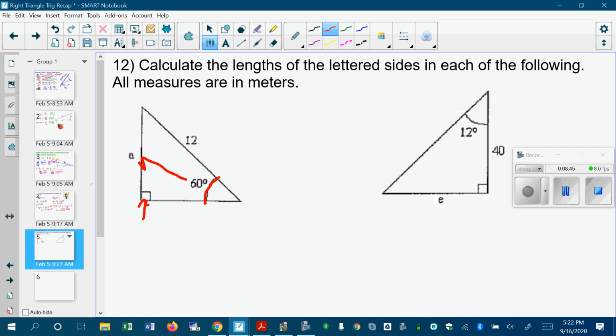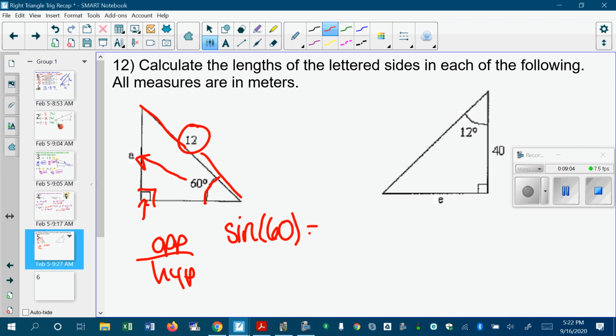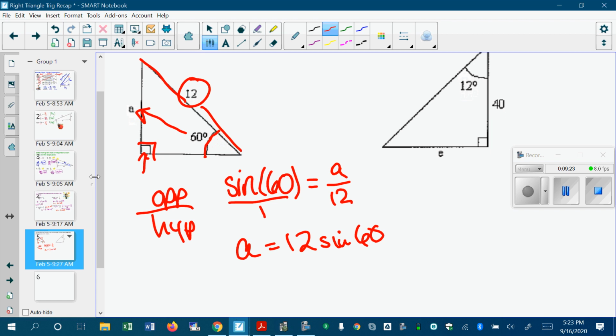The 60, I'm going to look at that A and say, aha, you are opposite the 60-degree. And the 12, that's the hypotenuse. Doesn't even touch that 90-degree angle. So if I have opposite and hypotenuse, I want to use the sine ratio. The sine of 60 degrees is A over 12. And then I want to solve it like the questions I had on the last slide. I cross multiply, and then I multiply those things together on my calculator. And I get 10.392. Since I rounded, I use wavy equals to show approximation.